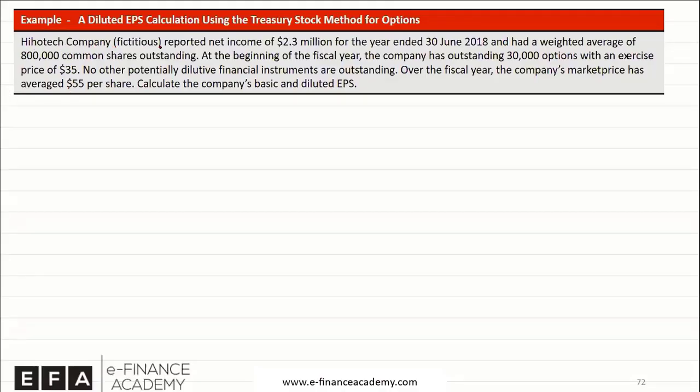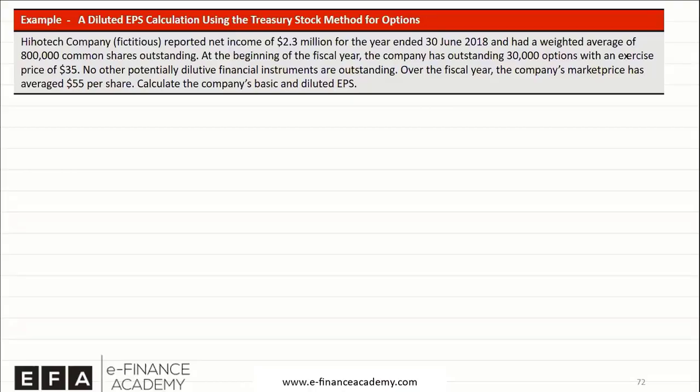So Hi-Ho Tech Company reported net income of $2.3 million for the year ended 30th June 2018 and had a weighted average of 800,000 common shares outstanding. At the beginning of the fiscal year, the company has outstanding 30,000 options with an exercise price of $35. No other potentially dilutive financial instruments are outstanding. Over the fiscal year, the company's market price has averaged $55 per share. Calculate the company's basic and diluted EPS.